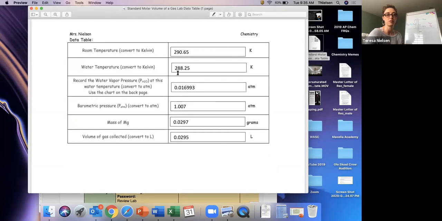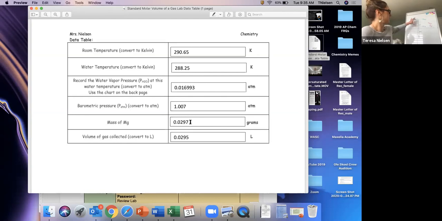And so Thomas already filled that in for us here. That was nice of him. The barometric pressure on the day we did this lab was very close to 1 atmosphere because we live close to sea level, right? So 1.007 atmospheres. The mass of magnesium he measured and tied to the string was 0.0297 grams. And remember, those AP chemistry students get analytical balances that go out to 4 decimal places, which is nice because you get to use more sig figs.